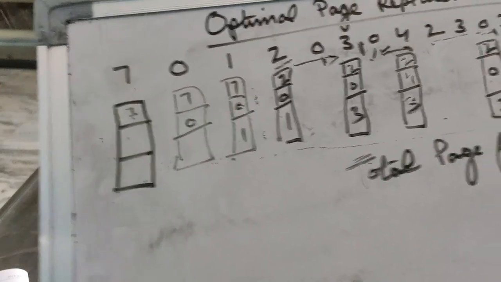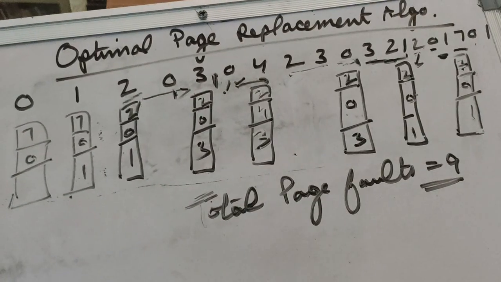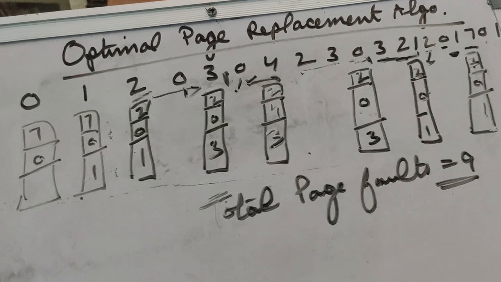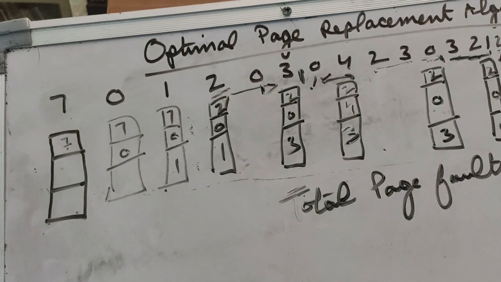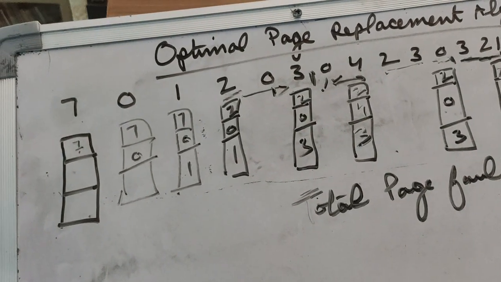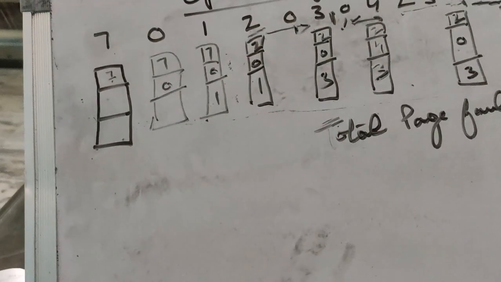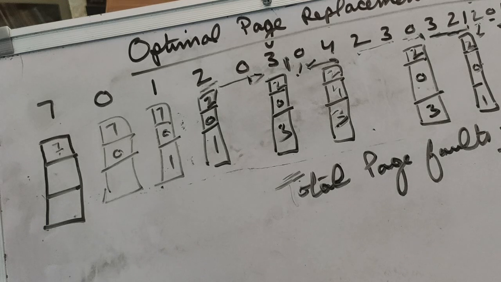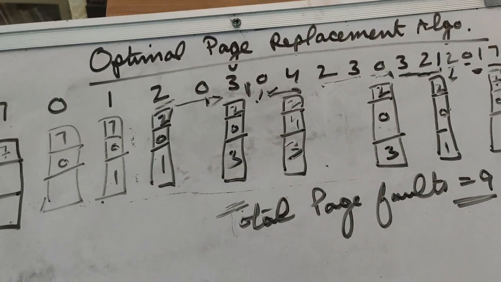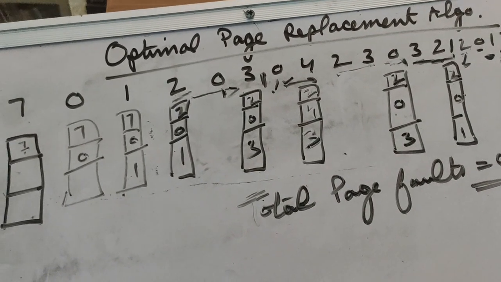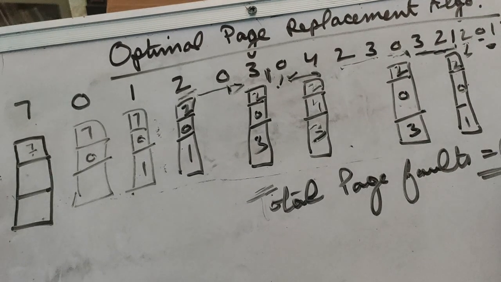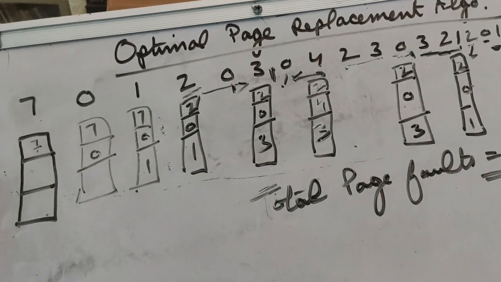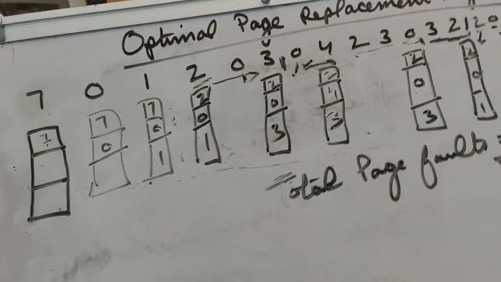Now if we compare with the last algorithm, the FIFO that was discussed, in that case the total number of page faults was more. So if you compare FIFO and optimal, in most scenarios optimal page replacement will give you better results. That means the number of page faults in the case of optimal will be less as compared to the FIFO replacement algorithm.